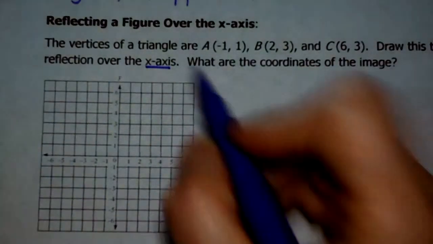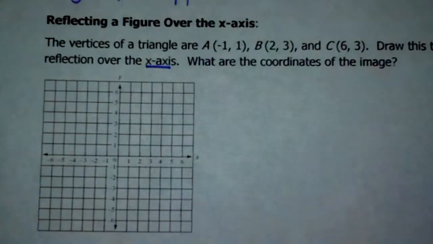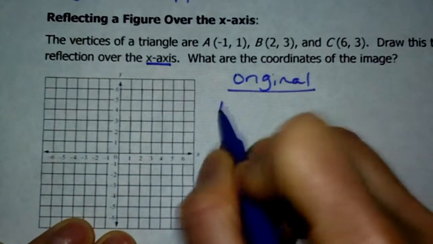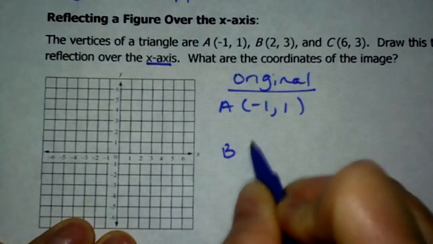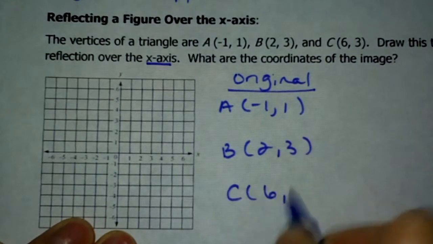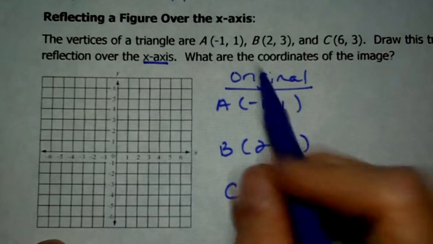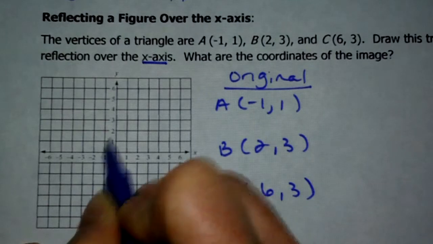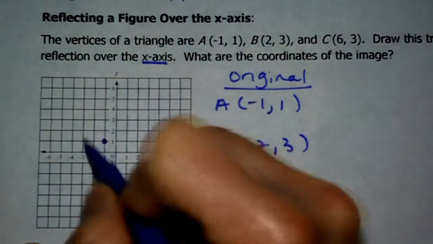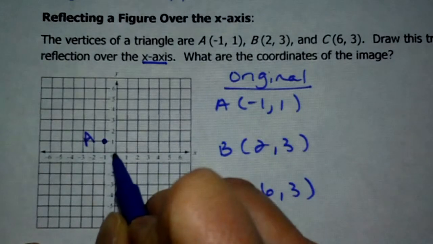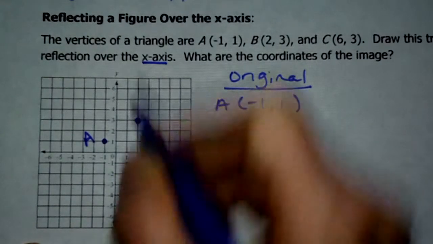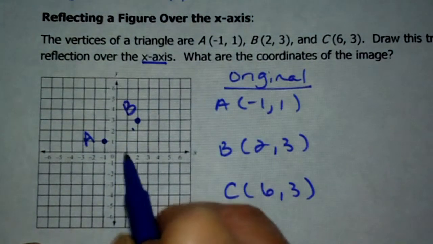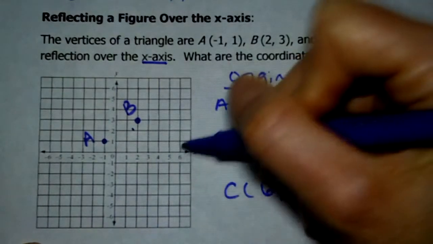So for starters, we want to plot the vertices of our original triangle here. So I am going to list this out because we're going to want to end up doing that in the end. So original, A is -1, 1. B is 2, 3. C is 6, 3. And I didn't just make those up, I got them right there. Alright, so vertex A, I have -1, 1. That's A. B is 2, 3, so that means right 2 on the x, up 3 on the y. And C is 6, 3, so I'm going to go right 6, and then from there we want to go up 3.